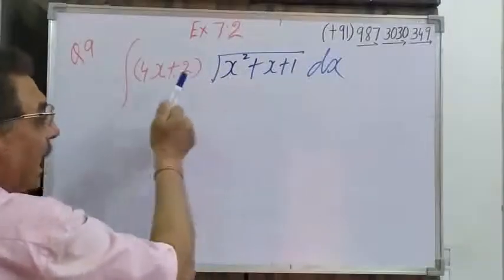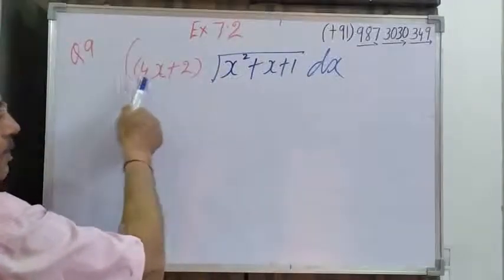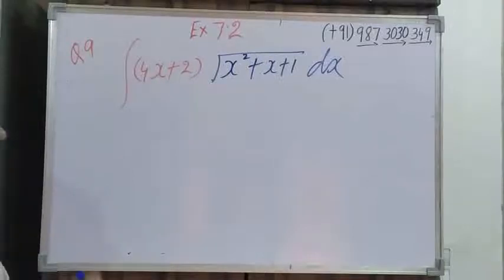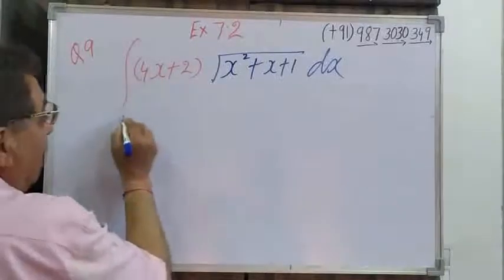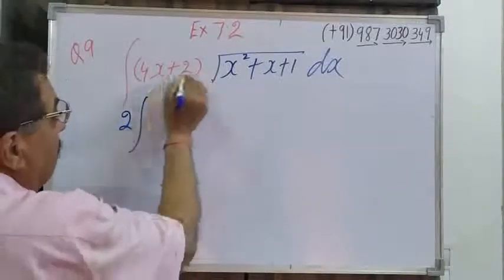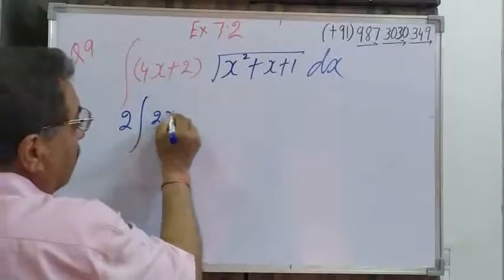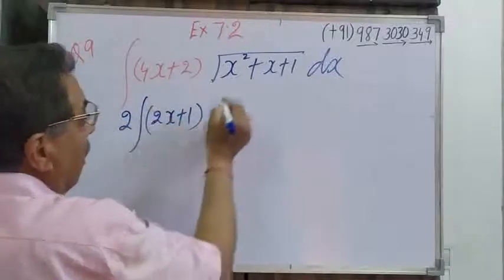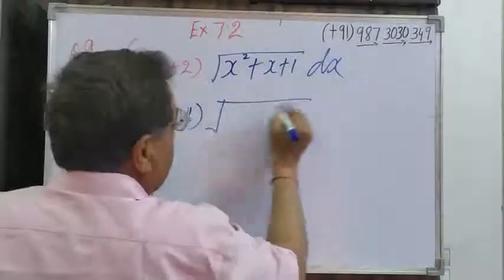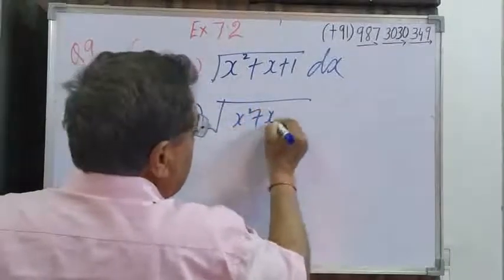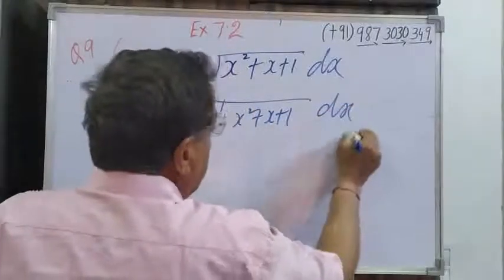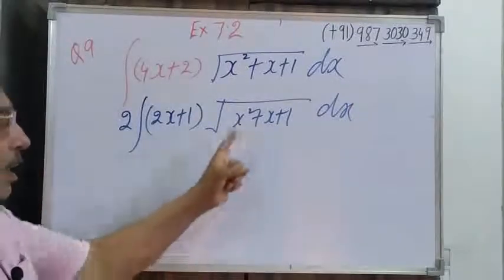Now what I observe is that this is a function and its possible derivative. How is it possible? 2 is common to it. I take out the 2 outside. After taking it common, it becomes 2(2x + 1) times the root of x² + x + 1 dx. Now it is very much clear.